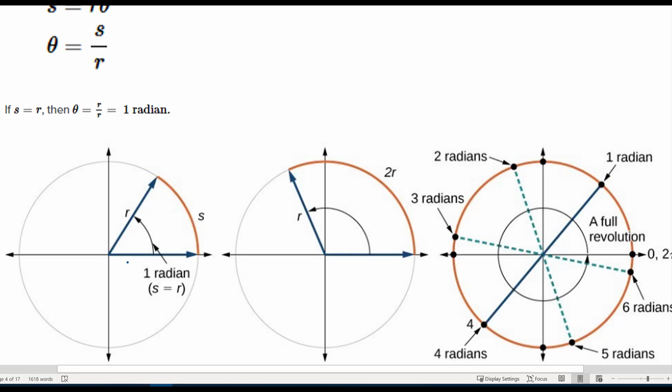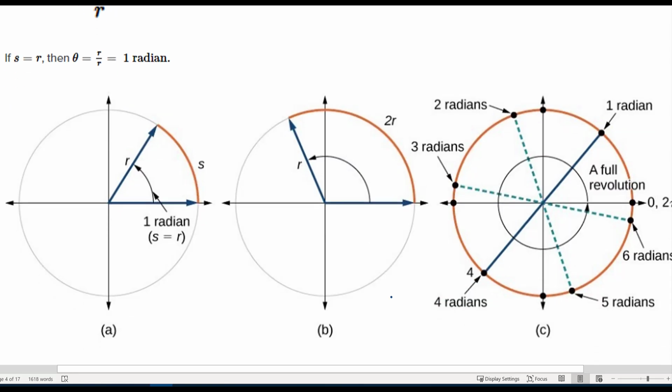So this is a kind of illustration here. You have radius, that's S. S equals R, so you get 1 radian. Here, if this is 2 radii, then you end up with S equals 2R. So theta would be 2 radians. And then we have here 2 radians, 3 radians, 4, 5, 6, and all the way up to 2 pi radians.